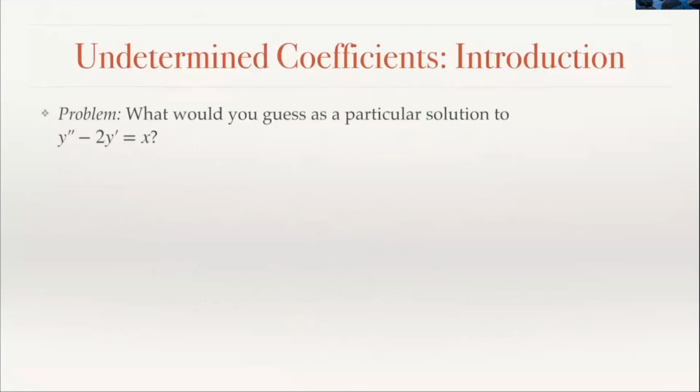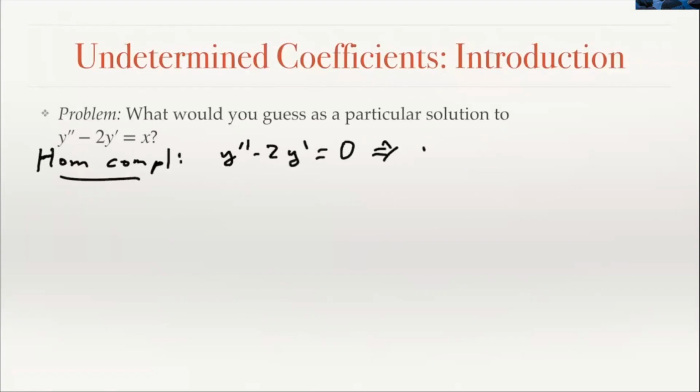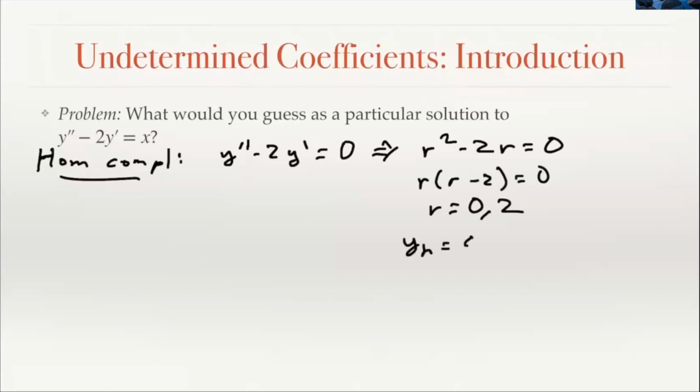So go ahead and think, what would you guess as a particular solution to this differential equation? Encourage you to pause the video. So remember, first you always want to find the solution to the homogeneous complement. The homogeneous complement is y double prime minus 2y prime is 0. That has auxiliary equation r squared minus 2r is 0, factor out the r, and r is 0 or 2. So yh is c1 e to the 0x plus c2 e to the 2x. That is the same as c1 plus c2 e to the 2x.